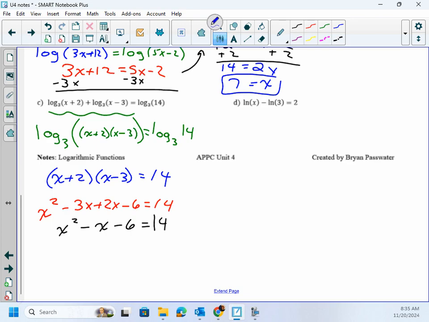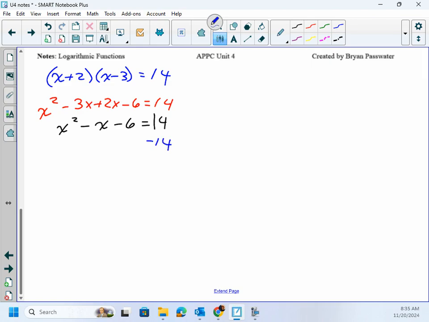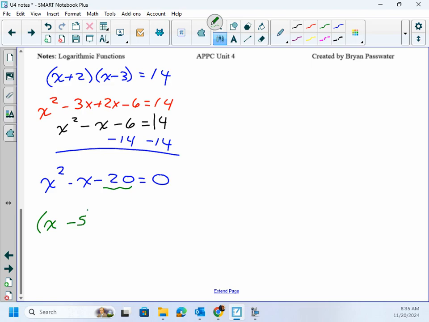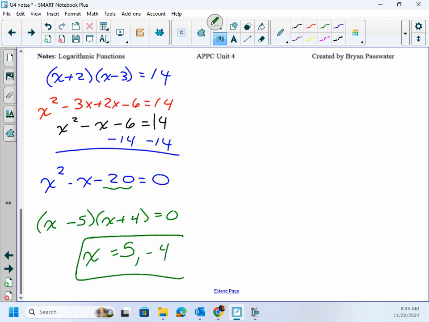So I'm going to move things around so that I can get it to equal 0. So x squared minus x minus 20 equals 0. I can factor that. Factors of negative 20 that add to be negative 1 are negative 5 and a positive 4 equals 0. So this time I get two solutions. I get 5 and negative 4. So the question is, are both of them valid?